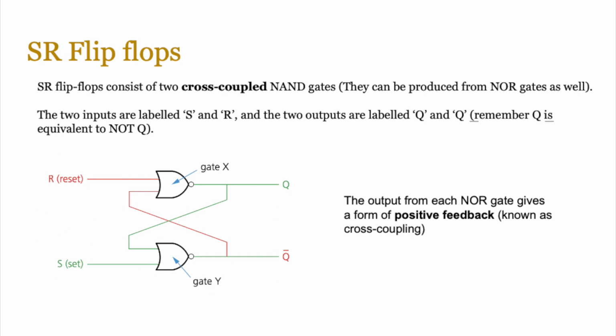So what happens? Why is it called cross-coupled? Well, that's because the output feeds into the input of the other NOR gate. So if you look at gate X, the output Q becomes the input for gate Y. Similarly, the output from gate Y becomes the input for gate X. And the other 2 inputs for the respective gates are the set or the reset, which basically is A or B in plain terms. Now the concept of cross-coupling or positive feedback is introduced here because the output from each NOR gate gives a form of positive feedback as it influences the output for the next cycle.